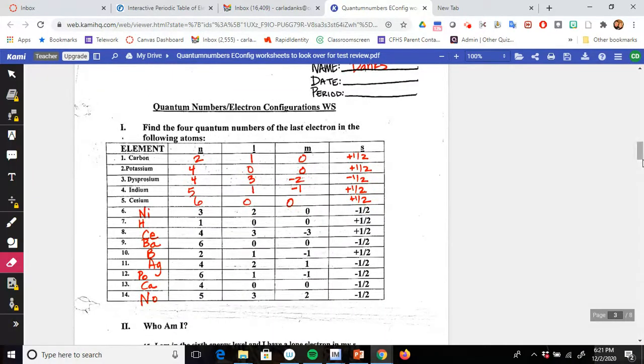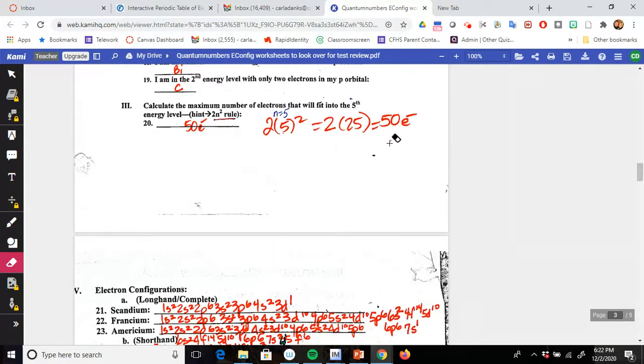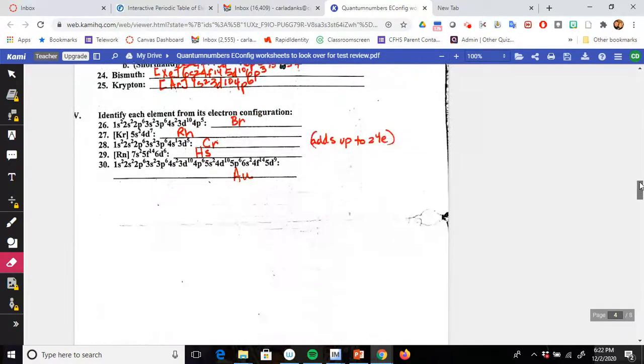Then the next day we did the quantum numbers electron configurations worksheet. So again, find your n, l, m, and s, and be able to go backwards and find the element from the quantum numbers. Make sure you're familiar with the who am I questions. We talked about those. Make sure that you can use the 2n squared rule. That's in the notes. We did several examples in the notes if you want to have more of those to look over. Electron configurations, make sure you can do a longhand or complete. Make sure you can do a shorthand also. Be able to take an electron configuration and determine who the element is from the electron configuration.